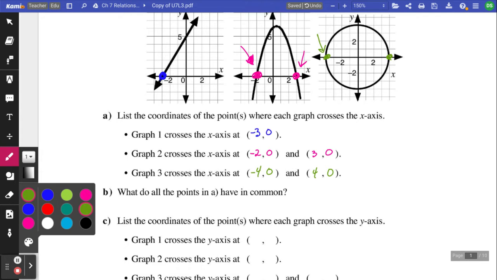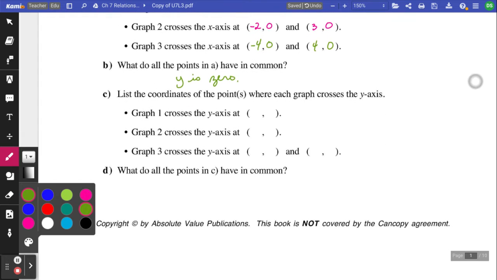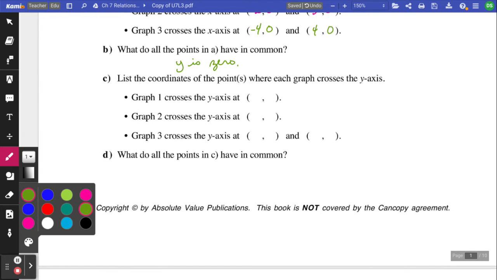Okay, so what do all those points have in common? Everywhere across the X-axis, what do they have in common? The Y is 0. Super important, okay? All of them have the Y being equal to 0. So every time you cross the X-axis, Y is 0.